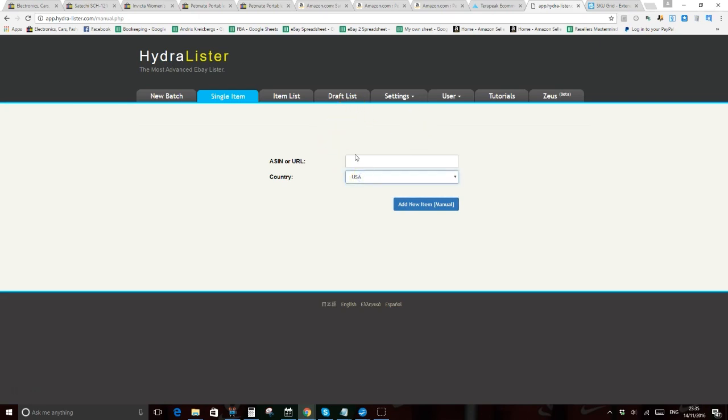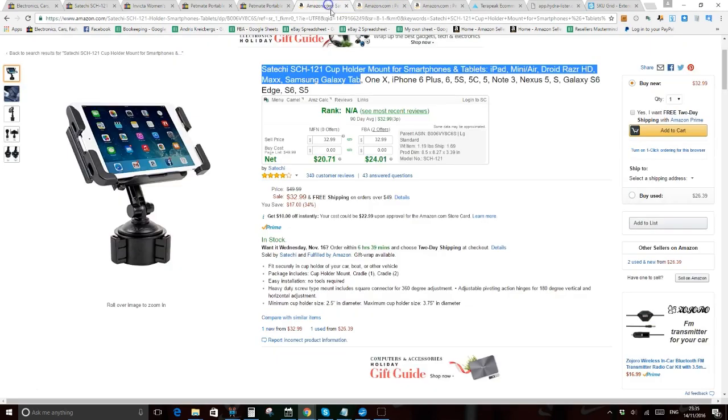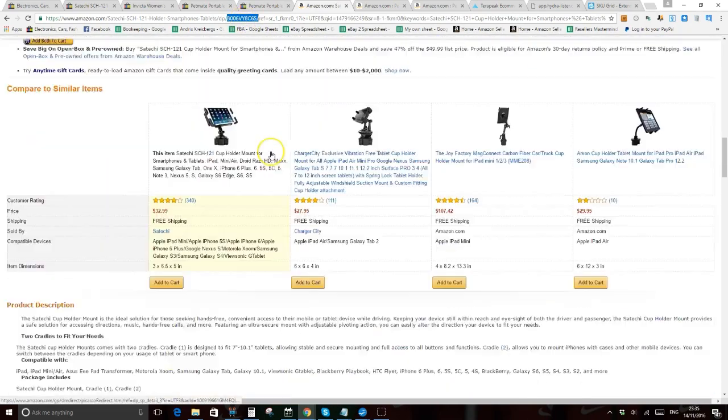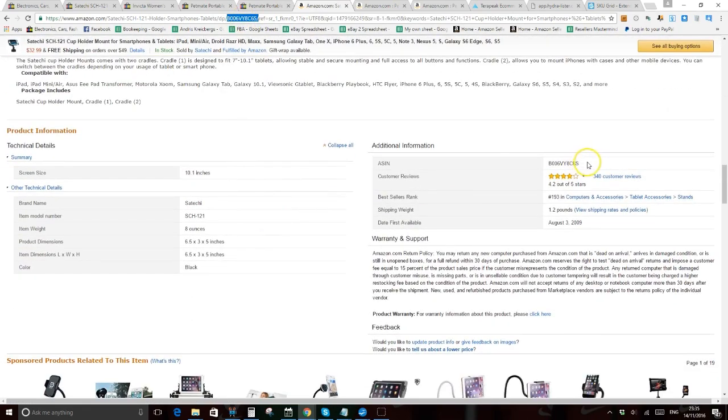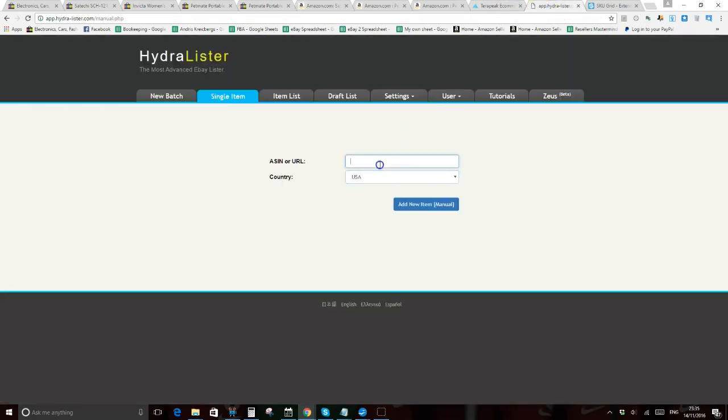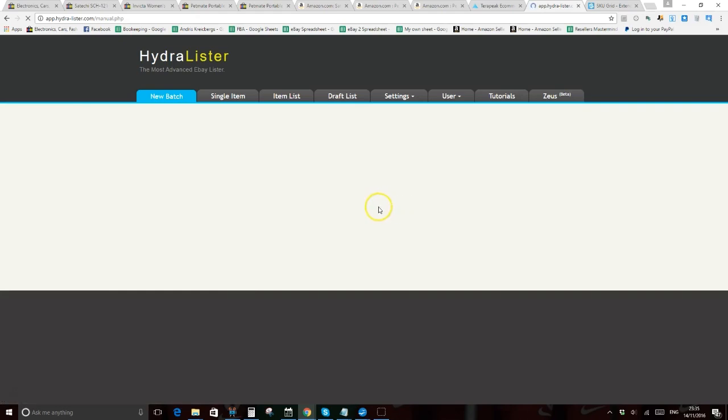Okay, you choose US, and we want to grab the ASIN we tried to list. So ASIN at the top here is a product identification code. If you can't see it here, you can always find it at the bottom here. It's going to be available here. So you grab an ASIN, and we're going to go straight to Hydra List and put the ASIN into here and click Add New Item. So we're going to wait for this item to load.